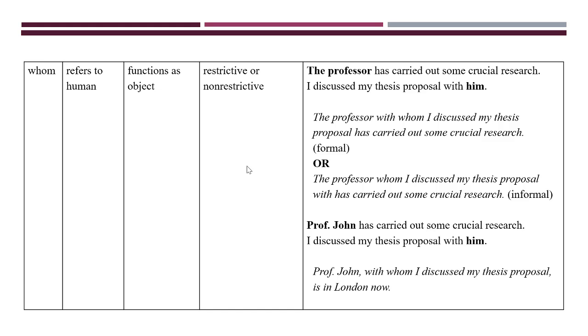I discussed my thesis proposal with him. Him refers to the professor. In this case, him is the object of a preposition. So the position of the professor is actually the object of a preposition in the second sentence. So to combine those two sentences, whom is needed when the antecedent becomes the object of a preposition in this case.